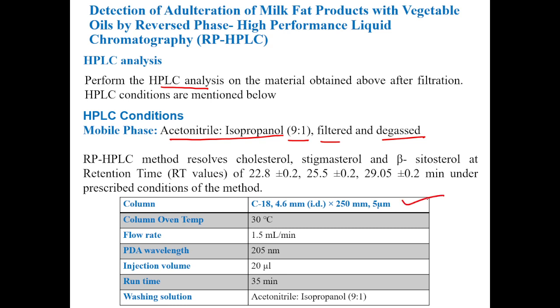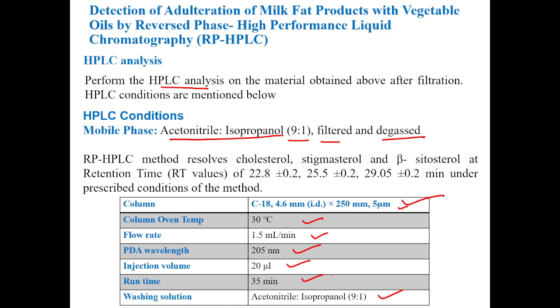You have to use a C18 column of 4.6 by 250 mm dimensions, with 5 micrometer particle size, and the column oven temperature to be kept at 30 degrees Celsius, flow rate 1.5 ml per minute, and the wavelength you will use is 105 nanometer as PDA wavelength. 20 microliters is to be injected, and the runtime is 30 minutes. The chromatogram will appear, and the solvent, as I already told, is the acetonitrile and isopropanol mixture in the 9:1 ratio.